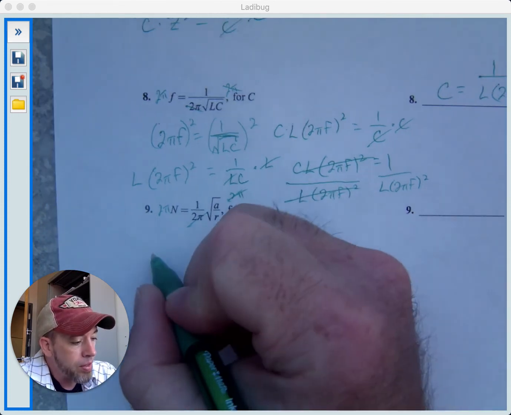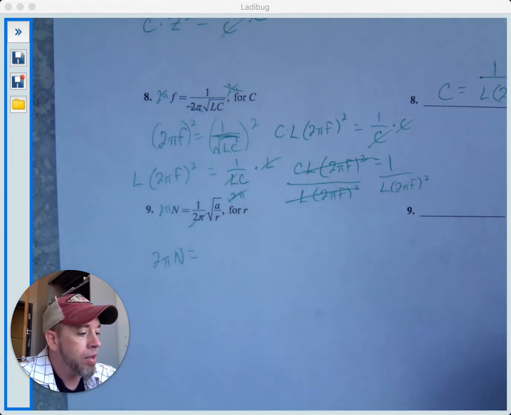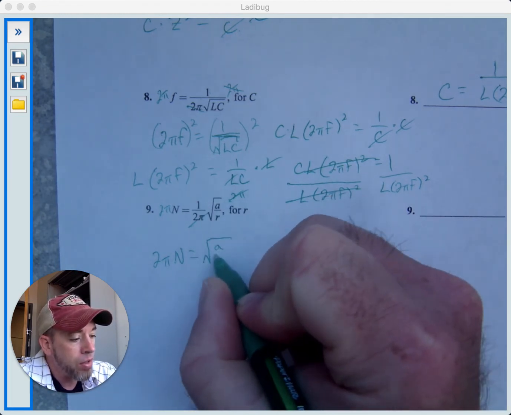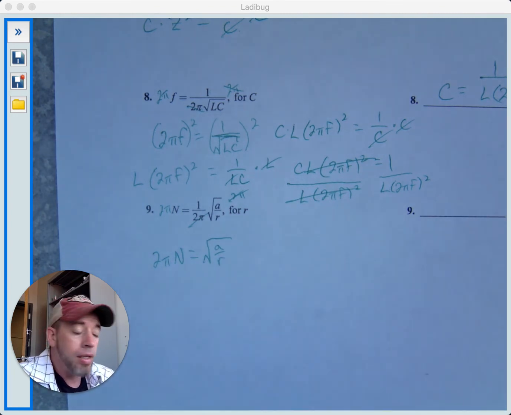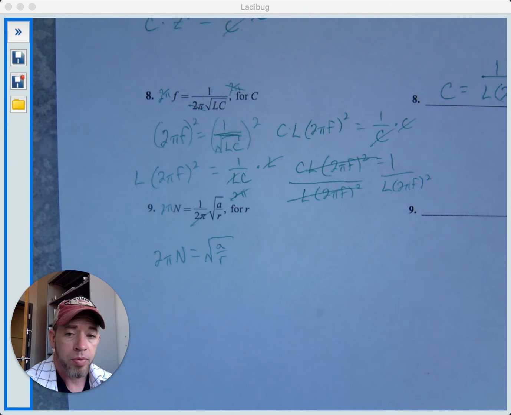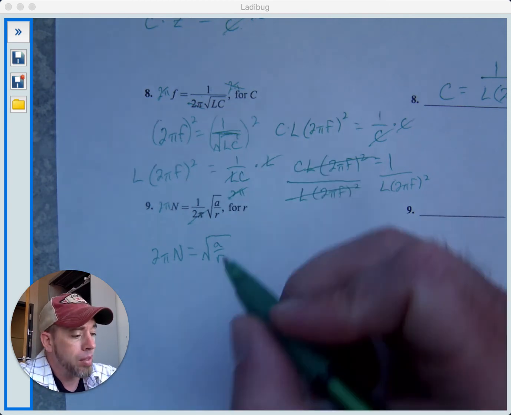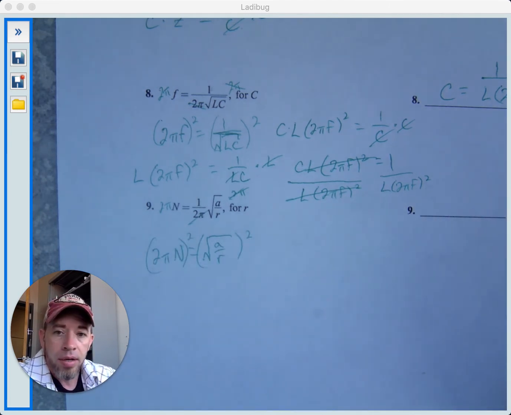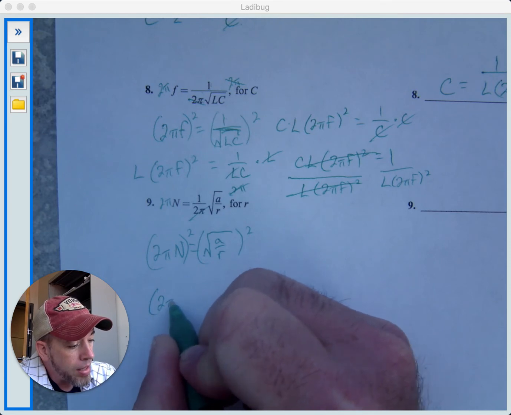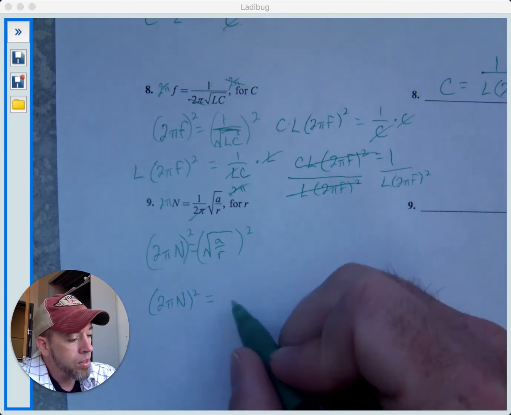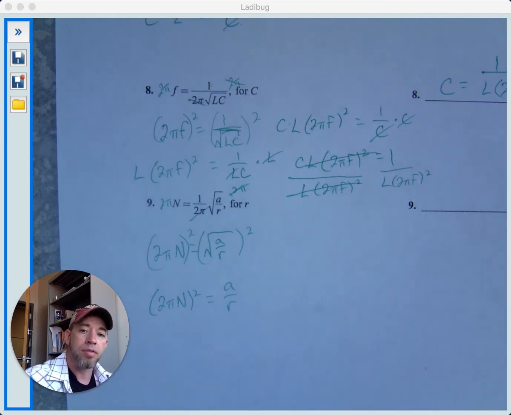And on the left, let's see, we have 2 pi n. On the right now, we have 1 times the square root of a over r, which is just the square root of a over r. Okay, and now we have the radical by itself, just like we did when we had the equations with the numbers and things. Once we have the radical by itself, we can square both sides. So let's square both sides. So now on the left, we have the quantity 2 pi n squared. And on the right, we just have a over r. Square root and the square cancel each other out.